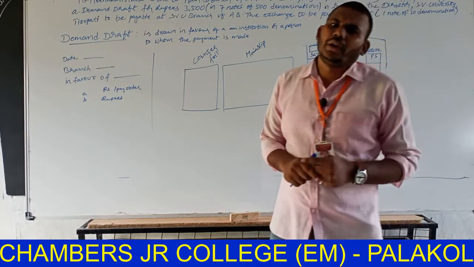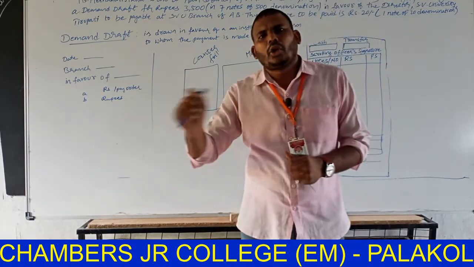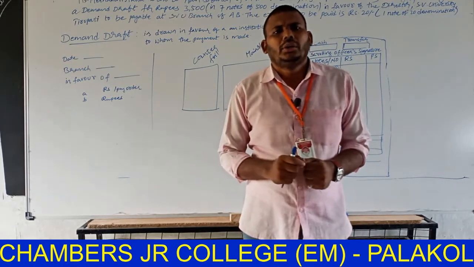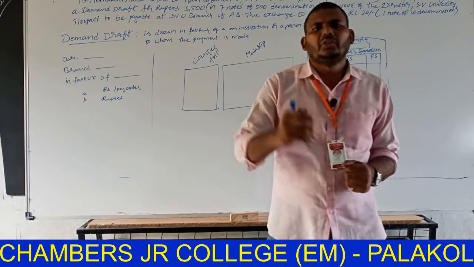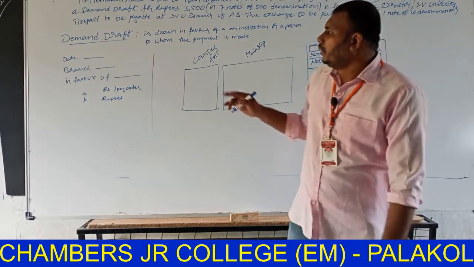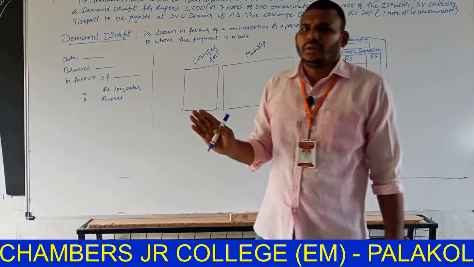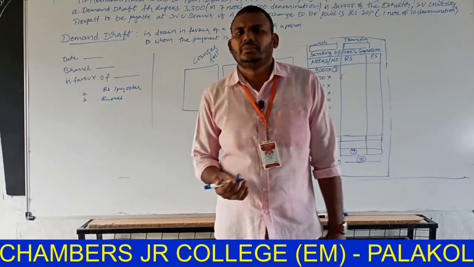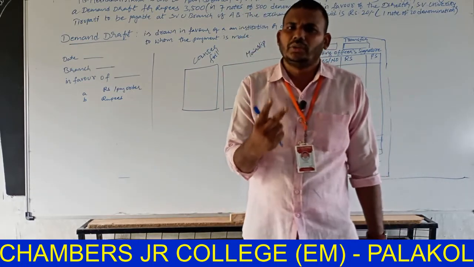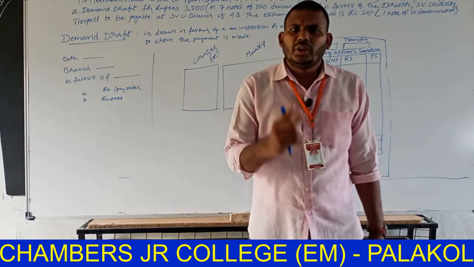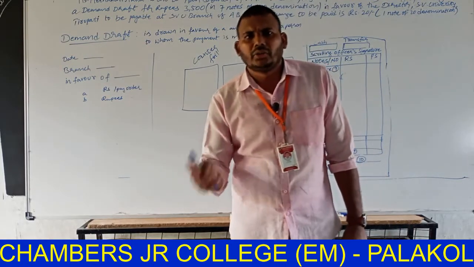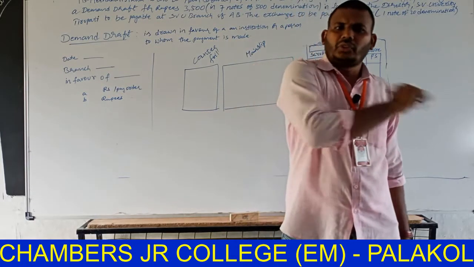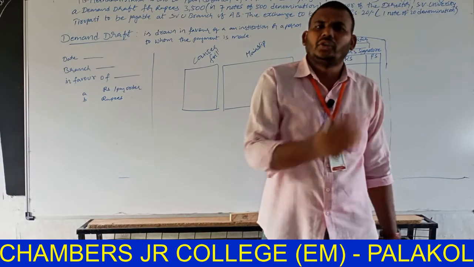In the previous example, I told you against the column of branch you need to write the name of an area or name of the town where the bank exists. But here the customer approached branch is different and the payable branch is different. Here we need to write the two names of branches. The first one is the branch where the customer approached, and the second one is the branch where the DD will be sent. That is called payable branch.